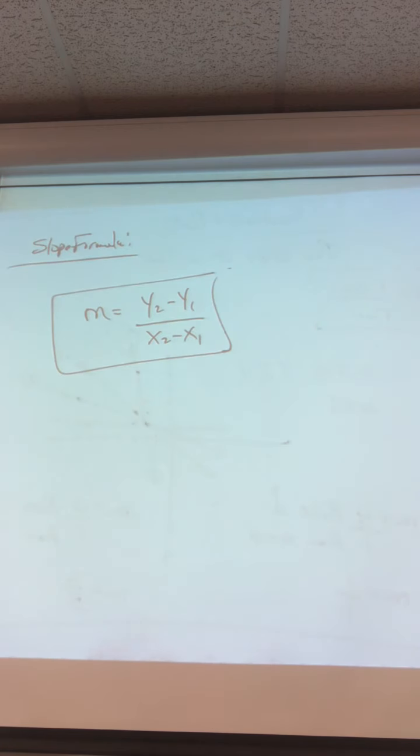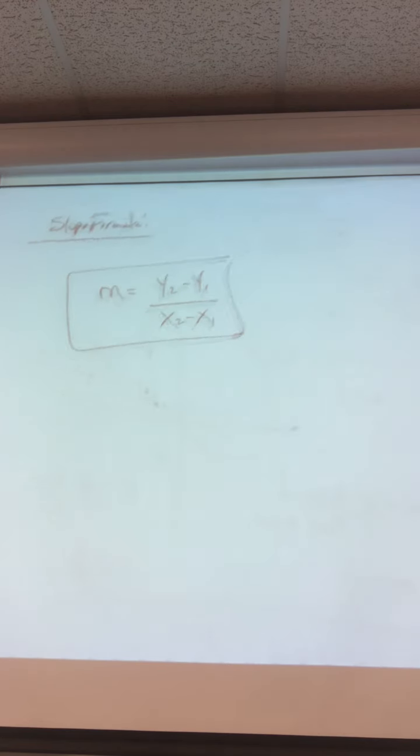Instructions here, find the slope of the line, write this down, find the slope of the line that passes through the 2 given points.